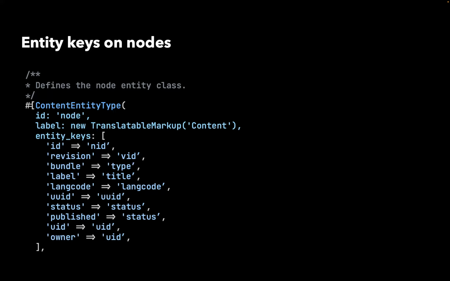So these are called entity keys. You can see that this is the definition for the node entity class, and the entity keys defined here are the ones we were just looking at on that previous page, with the ID being NID, revision being VID, et cetera. And here's where the bundle name for nodes is called type, but it is not called that for other entities. This is where that is defined, and why it's different for these base fields.